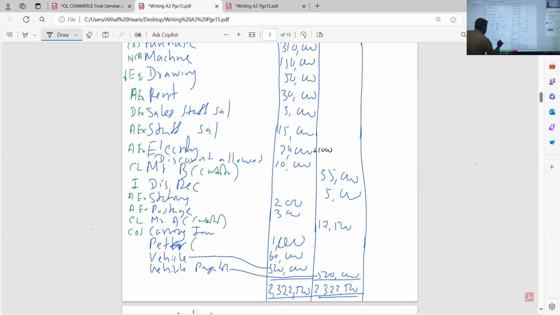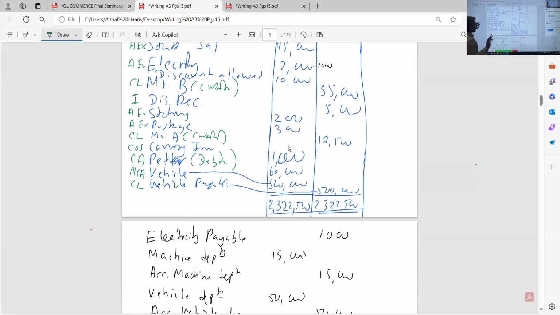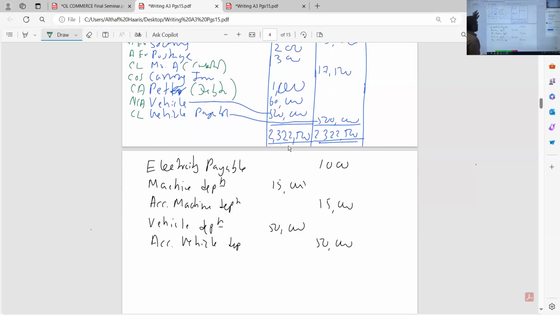Peter is a debtor, current asset. Vehicle, non-current asset. Vehicle payable, you can take it under the current liability. Normally, people, loans are non-current liabilities, but for a vehicle, I can't tell the salesperson I'll give you money after 5 years. You have to settle him ASAP.